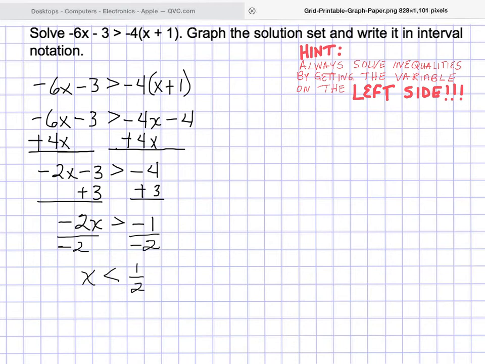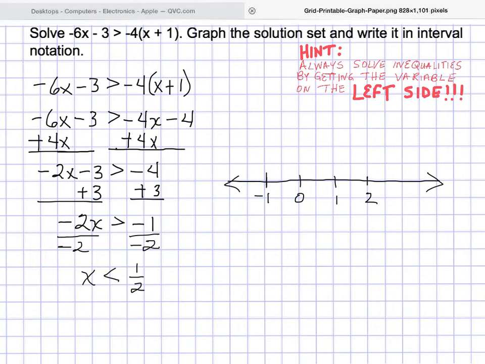Now let's graph it. If this is 0, and let's say this is 1, and this is 2, and this is -1, then 1/2 would be in between 0 and 1. We're looking for 1/2, but we want all the x's that are less than that. So it's going to the left, to the smaller numbers. I forgot to put an arrow on the end of my number line there.